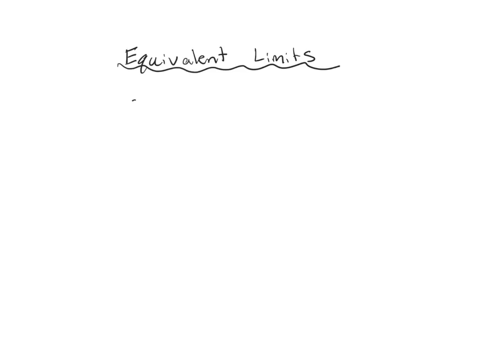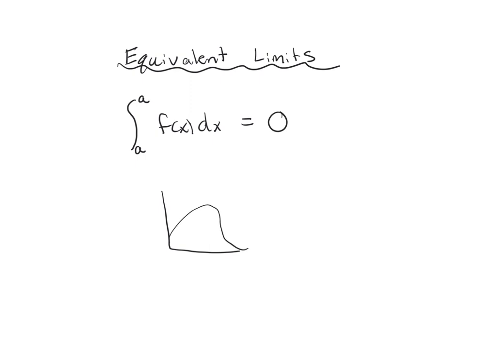What it says is if you have a definite integral from a to a of f of x with respect to x, it equals 0, which makes sense if you think about it. You have a curve and you're finding the area under the curve from a to a. There's no width there, so the width is 0, so you can't find an area when the width is 0, so it equals 0.